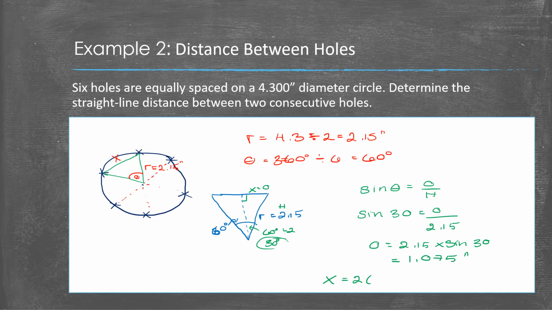So x is equal to 2 times that, because we want the whole distance between holes. Maybe I shouldn't have used x over here. Okay, so we want the distance between two holes. We cut our triangle in half, so we have to make sure we double it in order to go back to the whole distance instead of just halfway to the hole. So 2 times 1.075 leaves us with a distance of 2.150 inches.